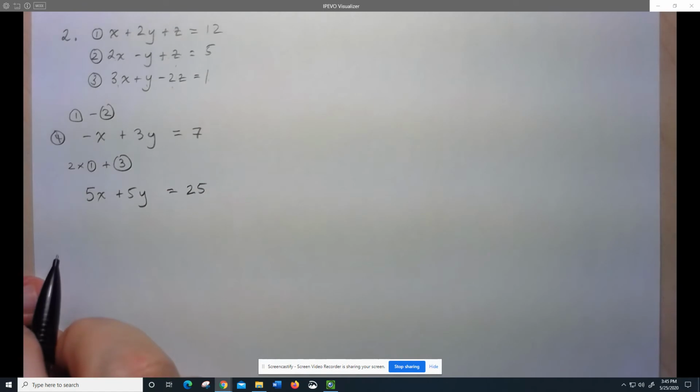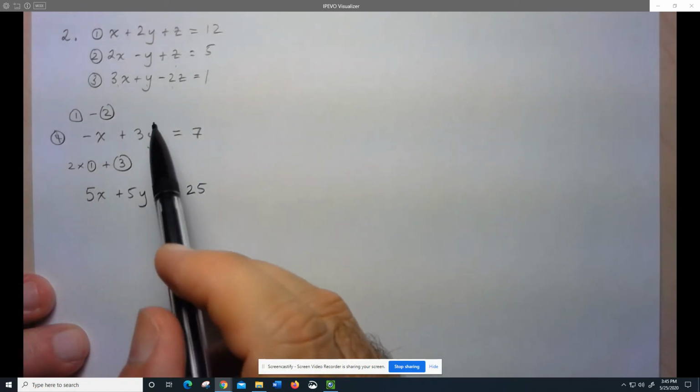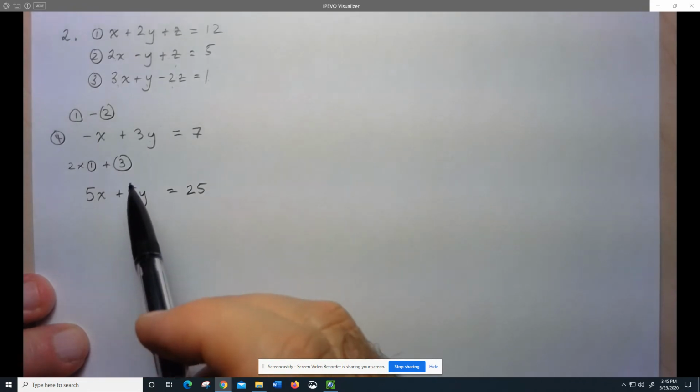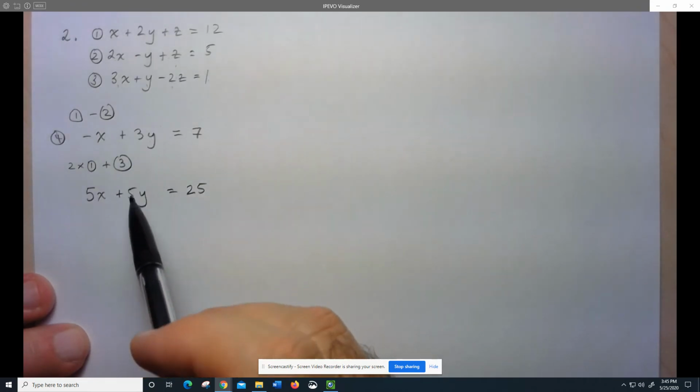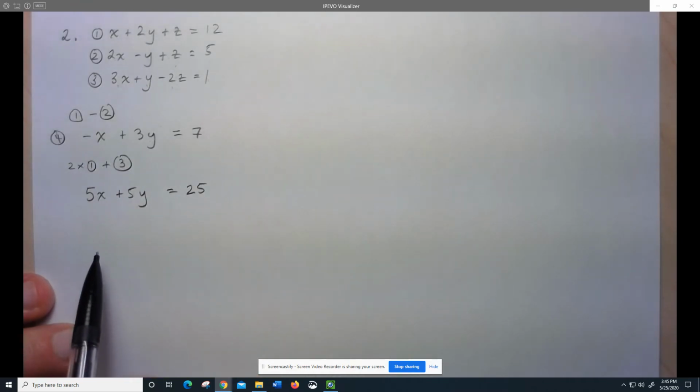And look what we've done. We've now created two equations in the same two unknowns. And guess what I know how to do? I know how to solve two equations in two unknowns. So what we can do is solve for x and y here.